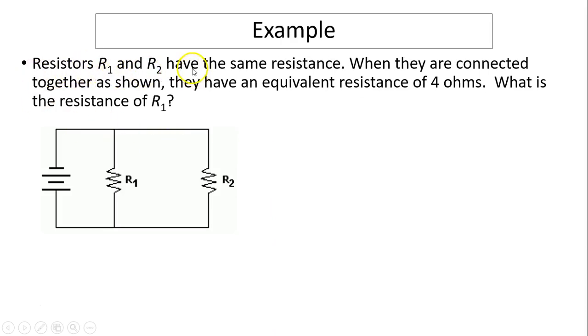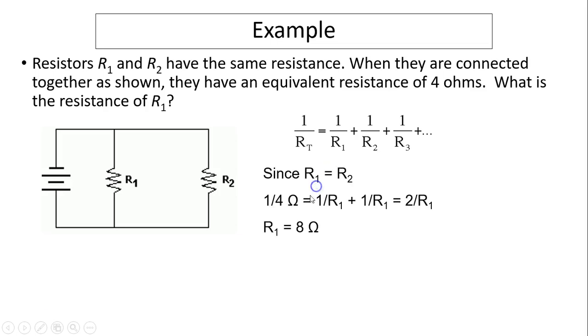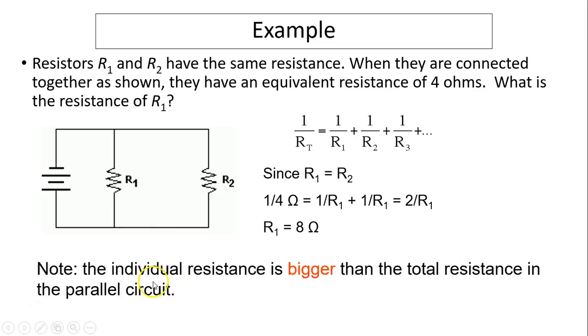Another example: resistors R1 and R2 have the same resistance. When they are connected together as shown, they have an equivalent resistance of 4. What is the resistance of R1? Here is the equation for equivalent resistance or total resistance. We know 1 over 4 equals 1 over R1 plus 1 over R1 because R2 equals R1. So that equals 2 over R1. So we can solve: R1 equals 8 ohms. So each one is 8 ohms. Note again, the individual resistance, 8 ohms, is bigger than the equivalent, 4.